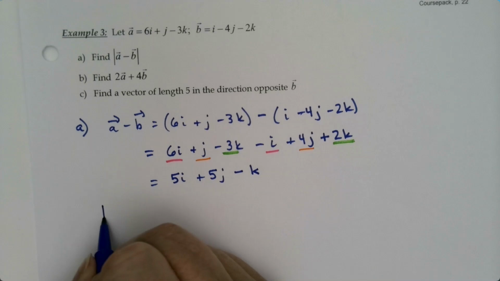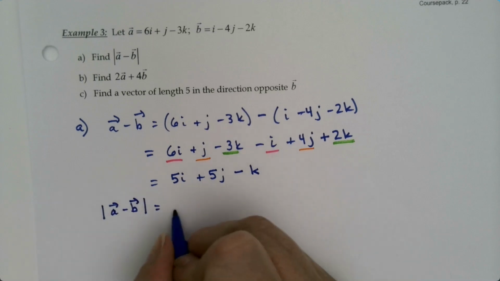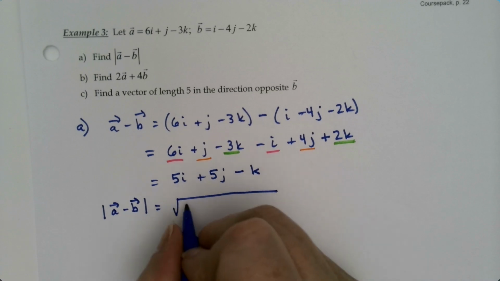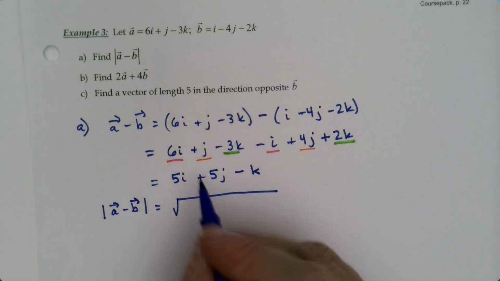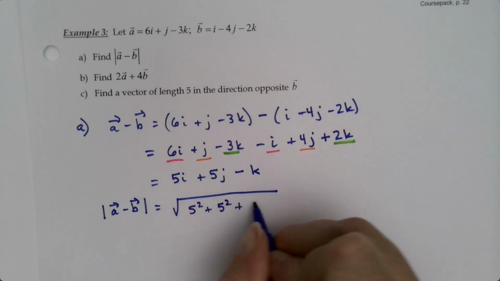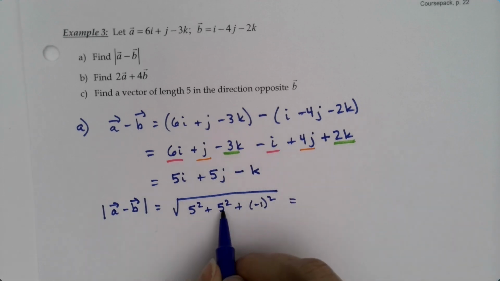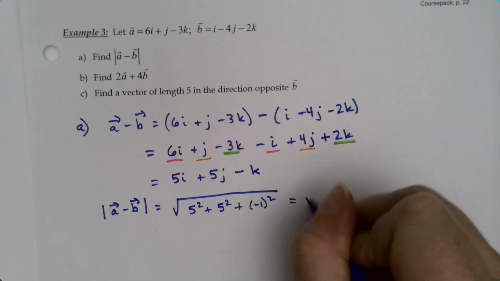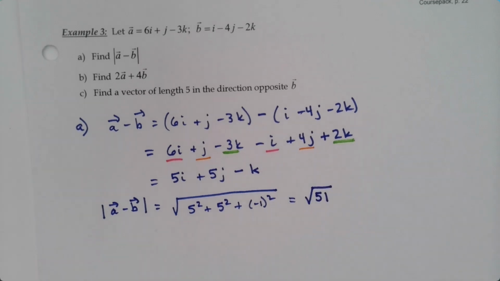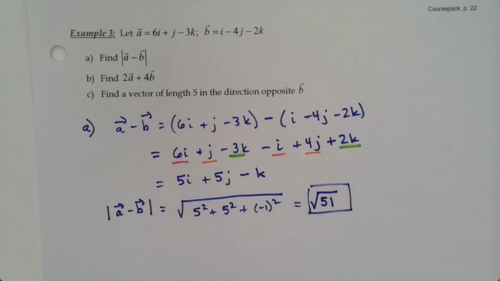All right, so now I want the magnitude of that vector. So the magnitude of A minus B would be the square root of the sum of the squares of the components. So it's 5 squared plus 5 squared plus negative 1 squared. And that'd be 25, 25, and 1. So that's the square root of 51. And that would be the answer for A.